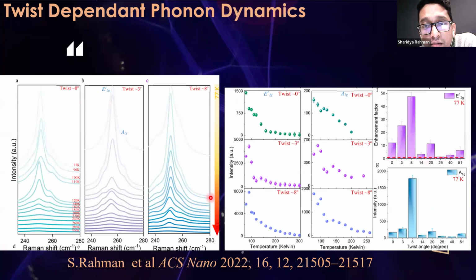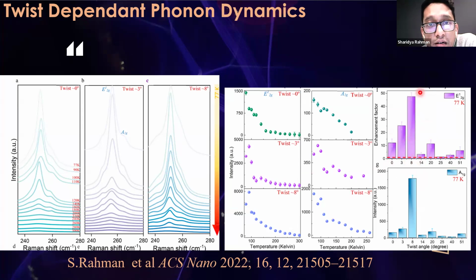So this was the temperature dependent Raman spectrum from the WSe2 side, from 240 to 280 wave number. We also saw different twist angles, especially in the near zero regime. The phonon peak showed a very nice dependence on the twist angle at low temperature as well, and from there we were able to see a very nice enhancement of the E peak at about, say, 3 degree or 8 degree.